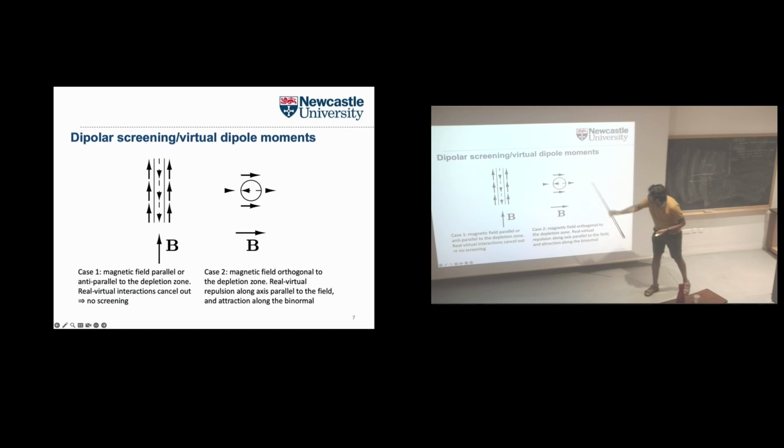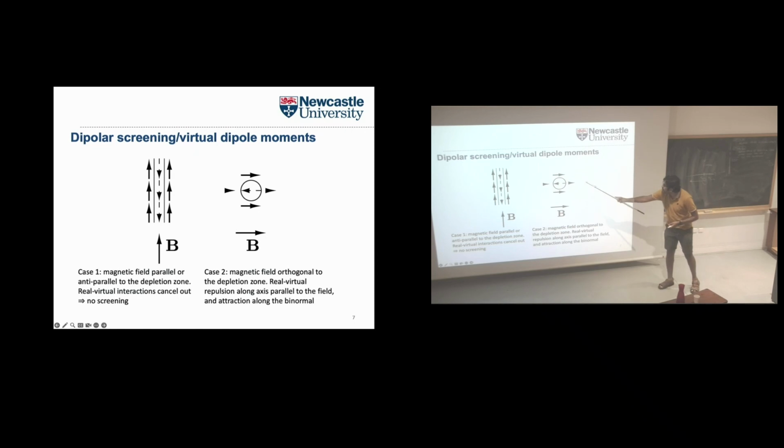You have so-called antidipoles, which are pointed downwards. And so it doesn't really matter if the magnetic field is parallel to the depletion zone, because if you consider the magnetic dipole interaction between the antidipole in the center and then the dipole moments around it, they all cancel out. So there's no screening of the magnetic dipole interaction.